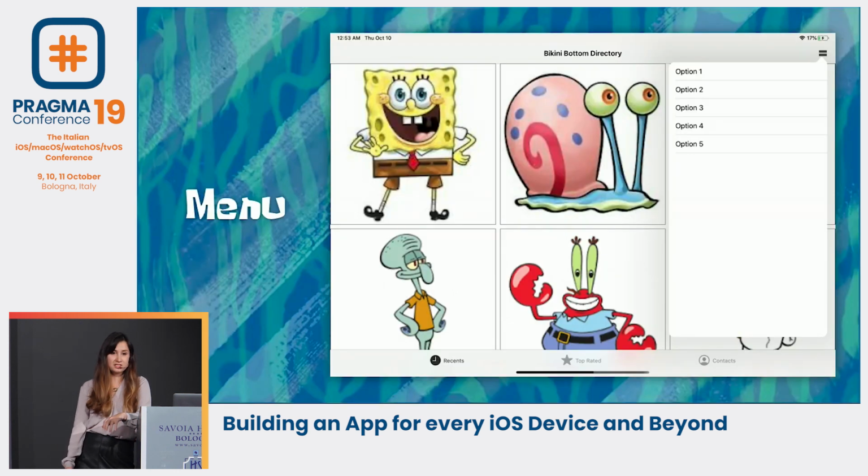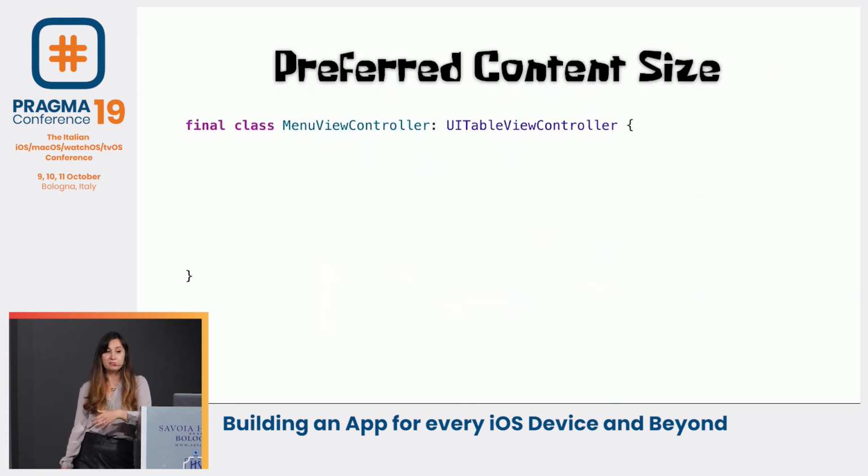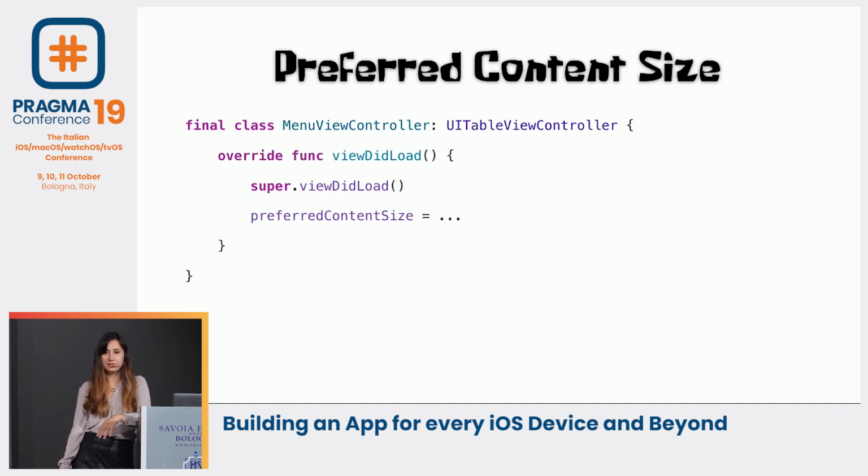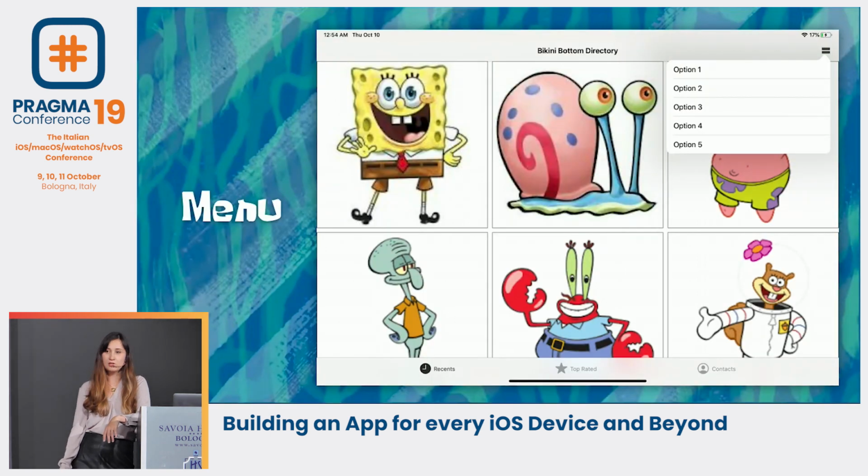And so now this is what the menu looks like on iPad. It looks better, but there's still a lot of empty space at the bottom. So now we need to set the preferred content size. In the menu view controller, in viewDidLoad, we will calculate the preferred content size and set it there. As a result, this is what our menu now looks like.